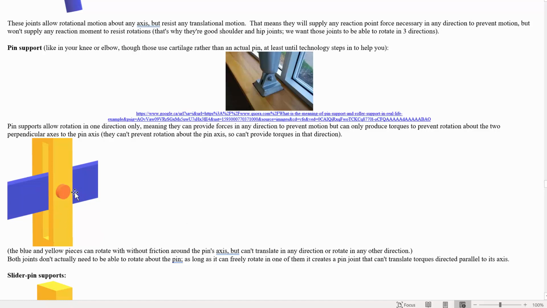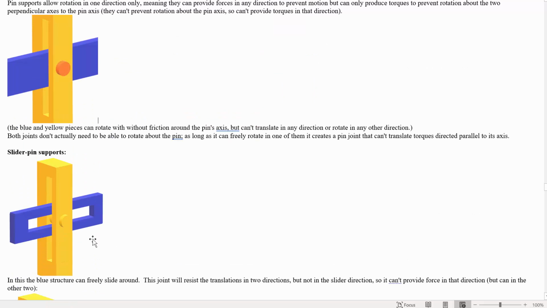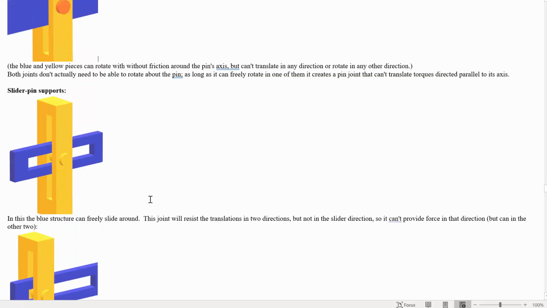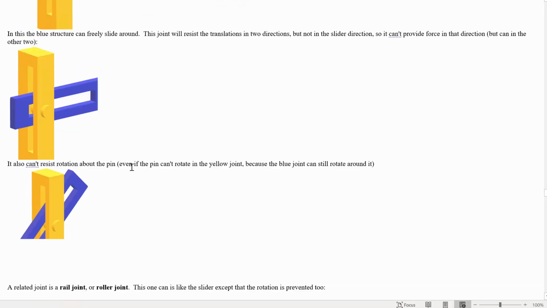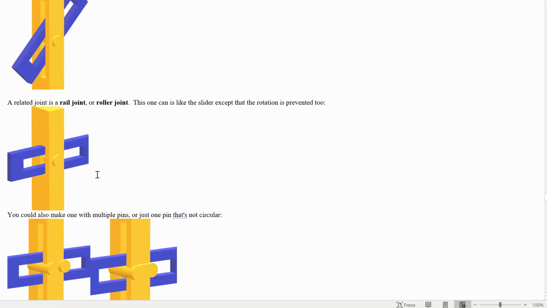Now maybe this inspires you into how to make some related joints. This is a slider pin support. So here you have the same idea as the pin one, except that this blue piece has a hole in it, so it can move back and forth like that as well. It can rotate around that point and can move back and forth. So it allows one of the translation directions and one of the rotation directions. It can't resist translations in that direction, and it can't resist rotations about that direction either. So you can see this sort of sliding that way, sliding up, rotating.